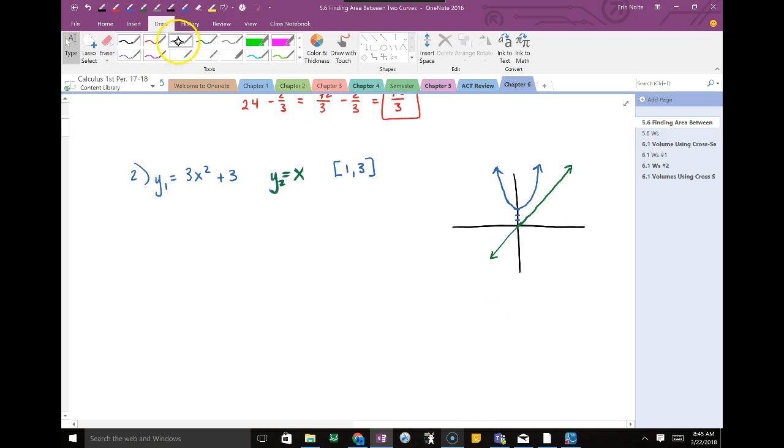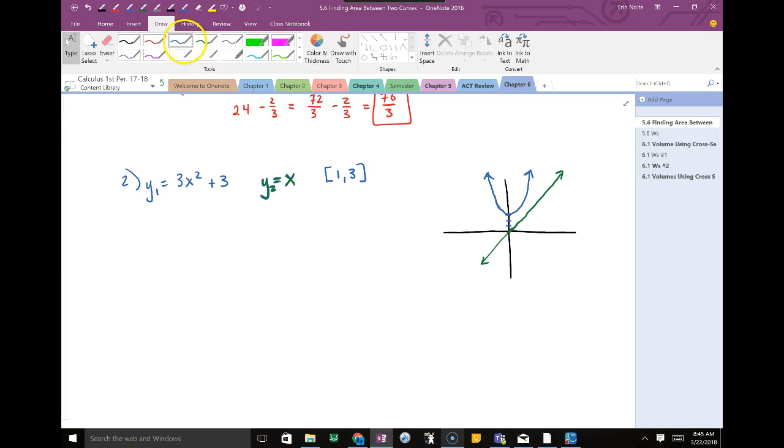Okay, and if I'm only going to find the area that exists between the x values of 1 and 3, it's going to look like this. My area this time is just going to be right here, the area that exists between the two functions. So how is this going to be different than what I did on the last question?